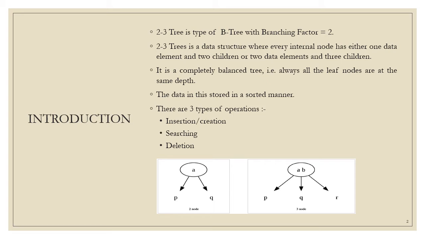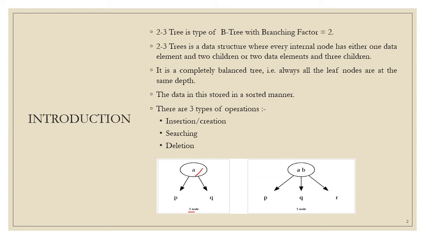In order to understand deletion, we will first discuss what 2-3 trees exactly are. So 2-3 trees are a type of B tree only, a B tree with a branching factor of 2. And the structure of the 2-3 trees is as shown in this figure over here.